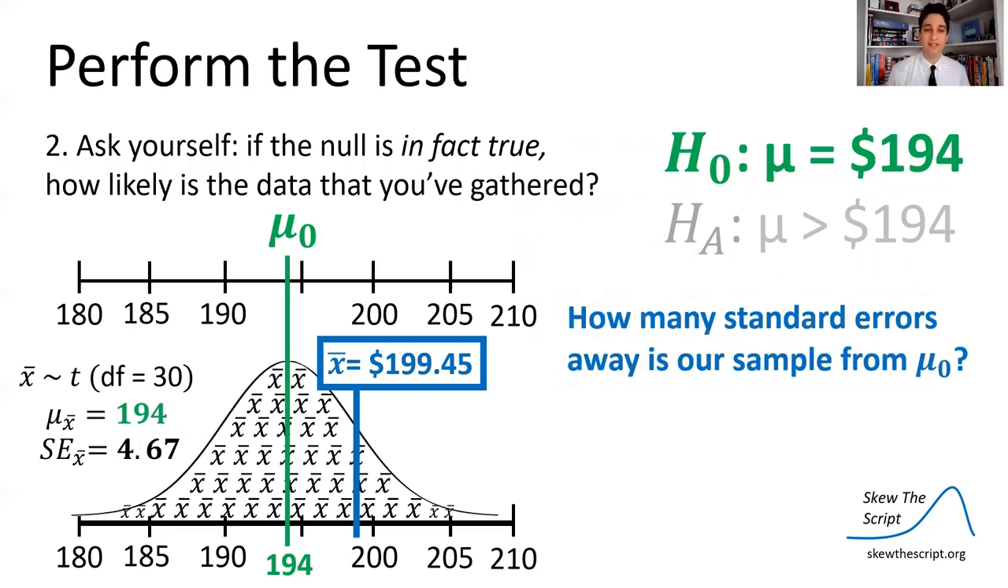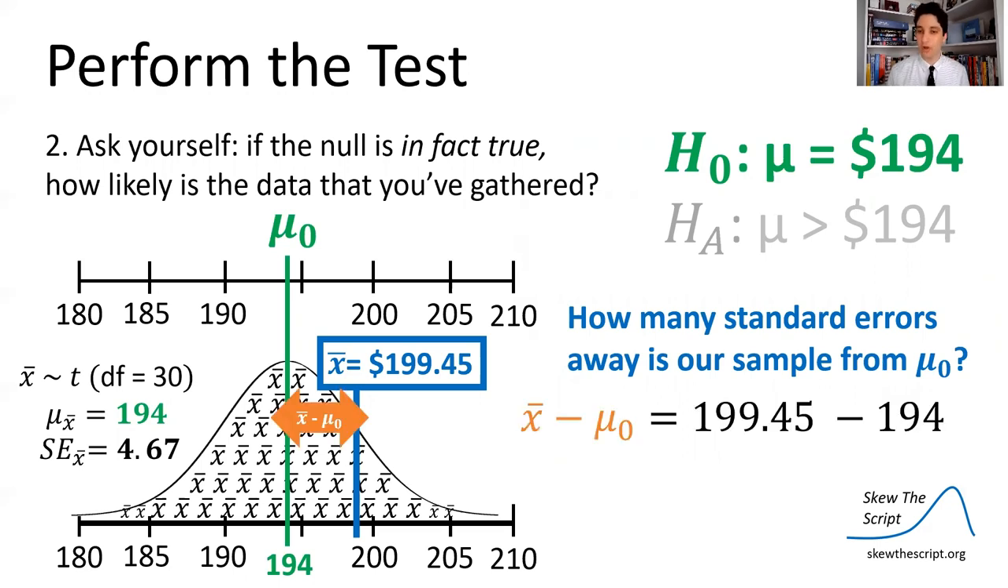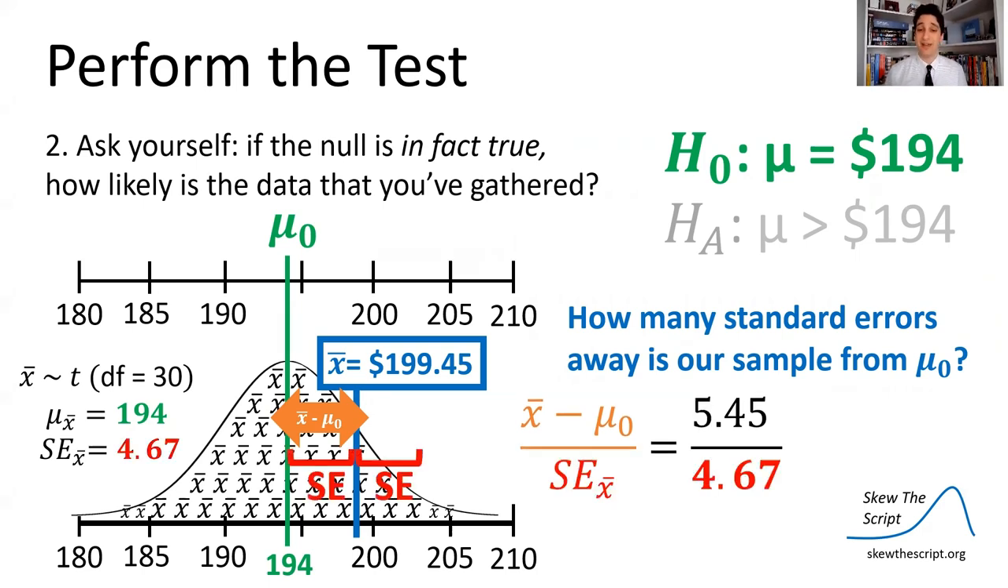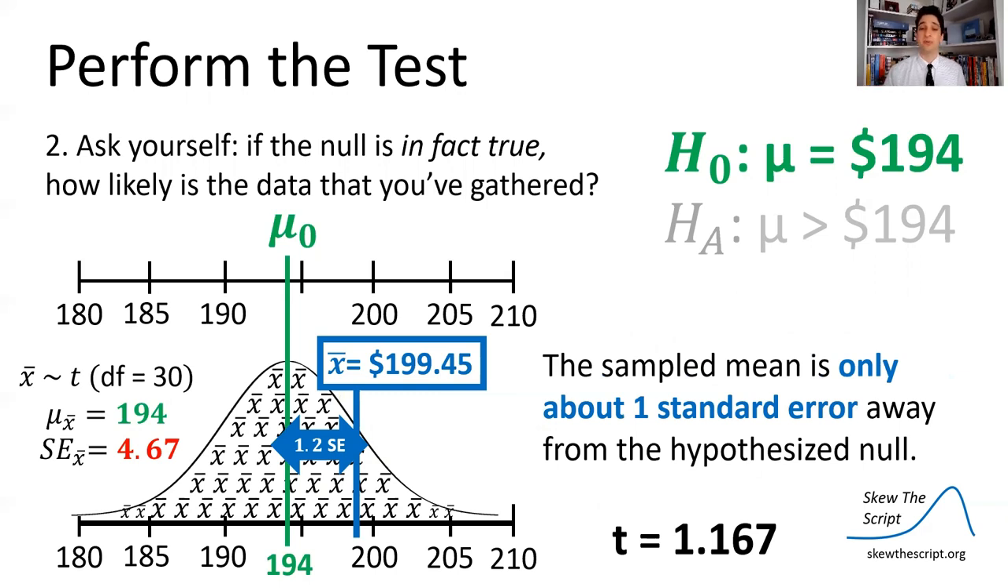So how unlikely was this data? Well, let's get how many standard errors away our sample was from the null hypothesis, or our t-stat, in other words. So we subtract the null hypothesis mean from the sample mean. That's a distance of about 5.45. And we divide by the standard error. The standard error was about 4.67. So our t-stat, the number of standard errors we are away from the mean, is 1.167. So the sample mean is only about one standard error away from the hypothesized null value. It's not a lot.